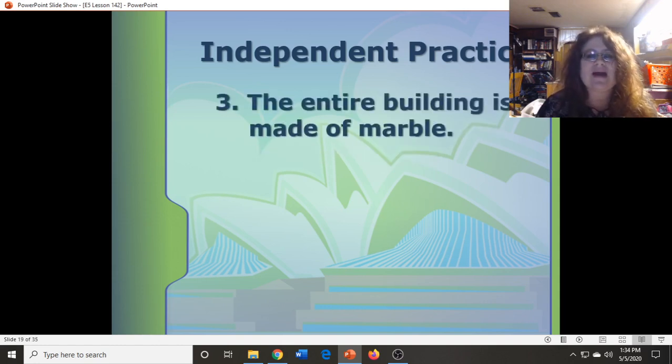Number 3, the entire building is made of marble. Prepositional phrase, of marble. The entire building is made is what we have left. What is this sentence about? It's about a building. Remember, subjects are nouns or pronouns. A noun is person, place, or thing. You're always looking for a person, place, or thing or idea for the subject. Building, and then the verb phrase is made. Is the helping verb, made is the main verb.